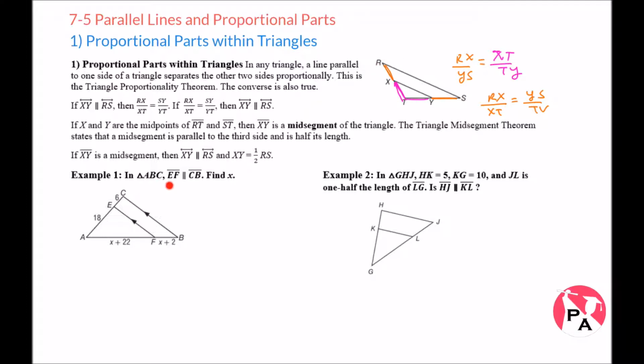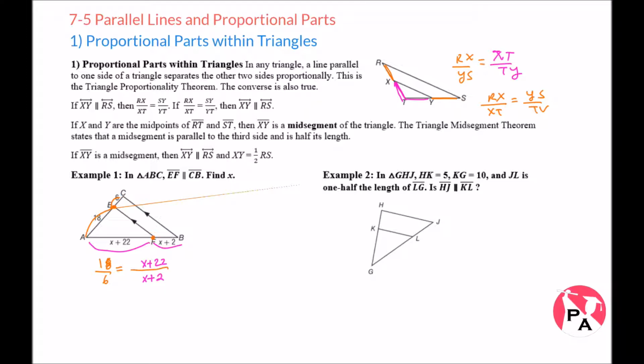In triangle ABC, segment EF, let's see where the segment is, right here, is parallel to CB. These two segments are parallel. Find the length of X. Remember, when these two segments are parallel, points E and F cut the sides proportionally. So 18 over 6 is going to be proportional to x plus 22 over x plus 2.